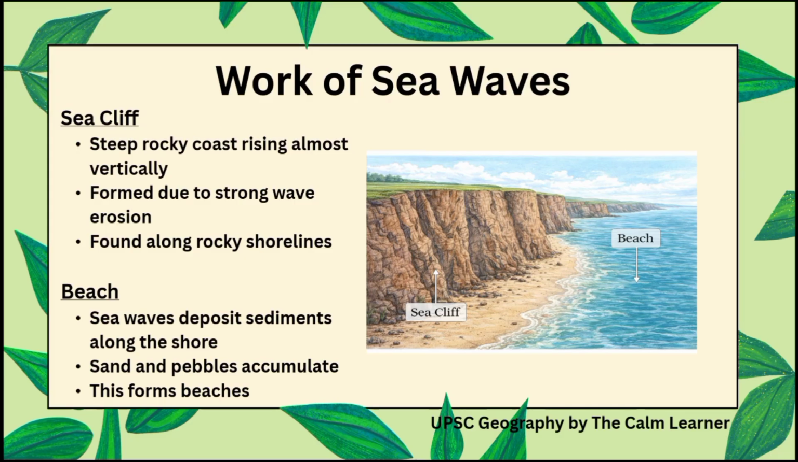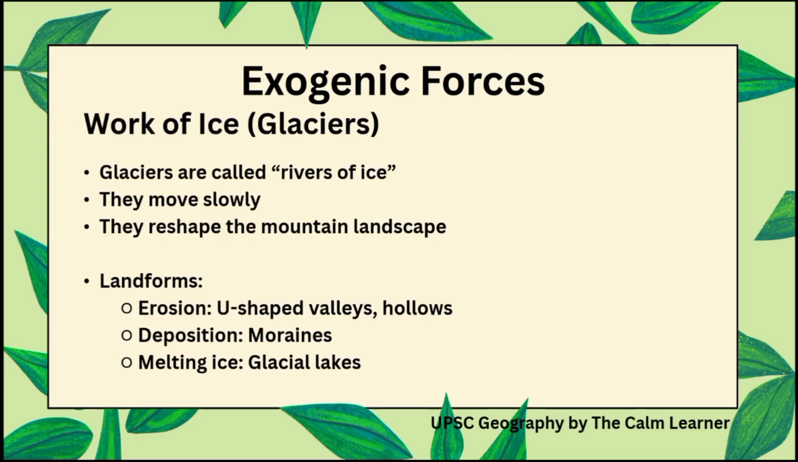Now let us understand the work of ice, which is done by glaciers. Glaciers are often called rivers of ice because, like rivers, they move, but very slowly. Even though their movement is slow, glaciers are extremely powerful agents of erosion. As glaciers move through mountainous regions, they reshape the landscape by scraping, grinding, and carrying rocks along with them.